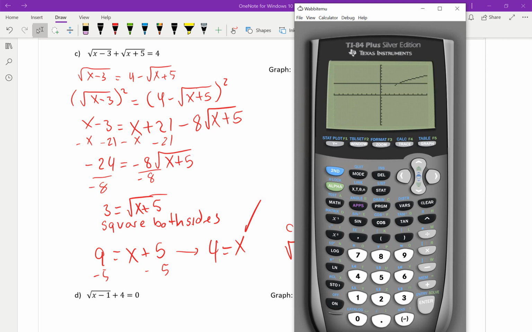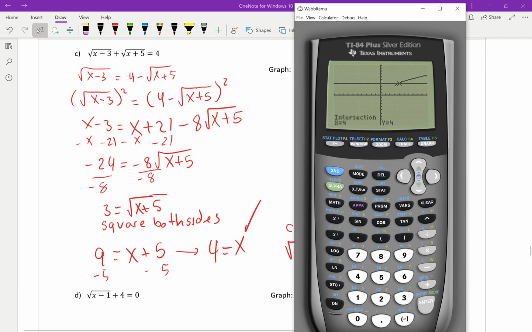And the point of intersection, let's go to second calc. Let's find the point of intersection. Where's my cursor? X equals... There we go. That's interesting. Some x equals, I don't know, about 4. Enter. And indeed, the point of intersection is 4.